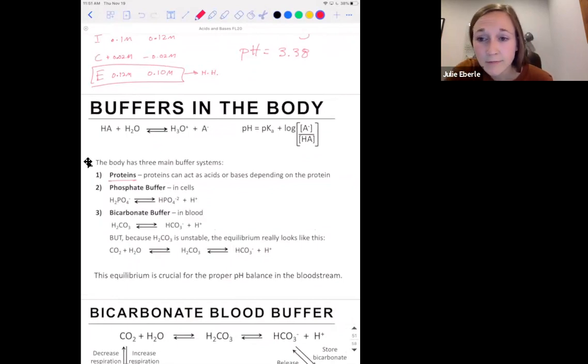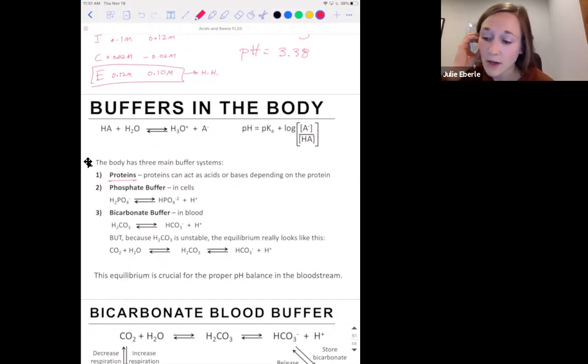Proteins are a buffer, okay? They can act as acids or bases, depending on the protein. We're not going to get into that. I just wanted you to be aware. I mean, you have close to 60,000 proteins in your body. So we have tons and tons of different little protein buffer systems.